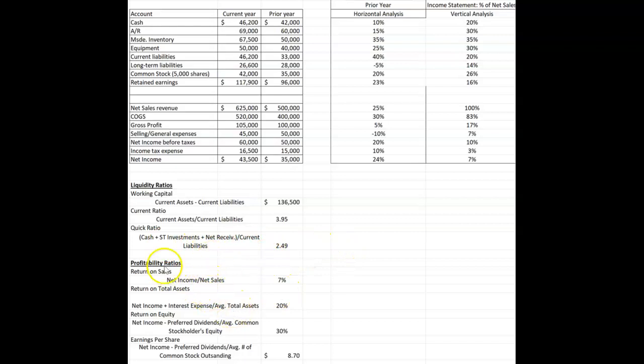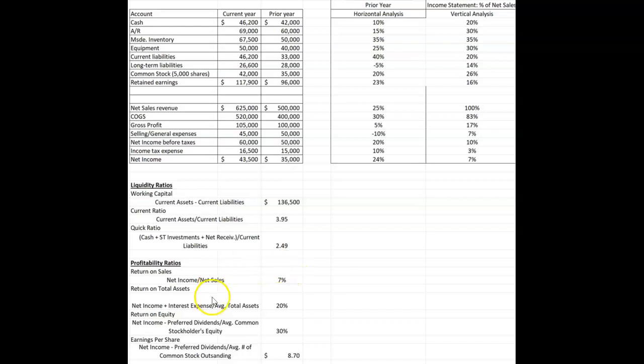Then the next one would be profitability. Okay, profitability ratios. And these are nice groups of ratios here. Liquidity and profitability are two key things to look for on a financial statement and evaluate. That goes a long way. So the first one is called return on sales. And when you see the words return on, think that that's net income. So net income divided by sales, 7%.